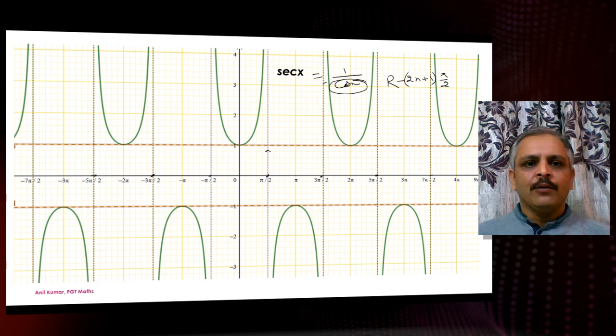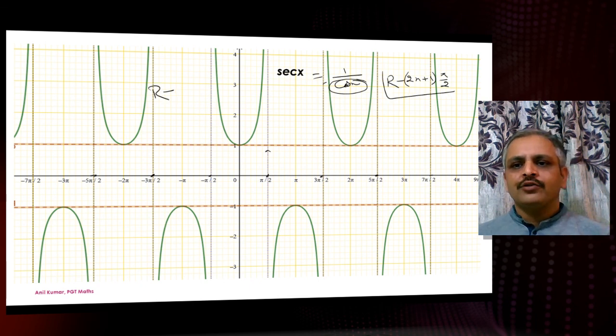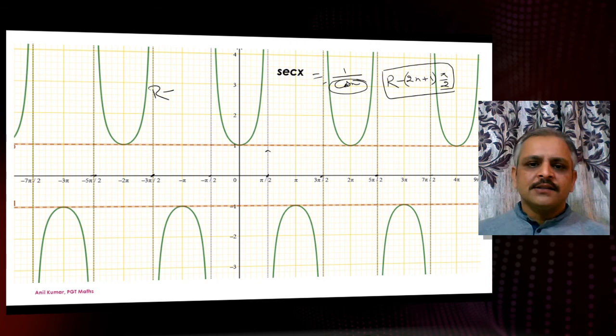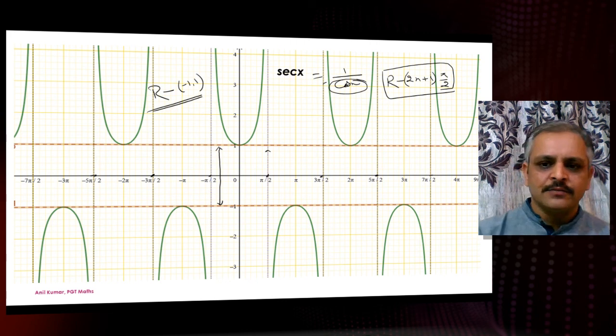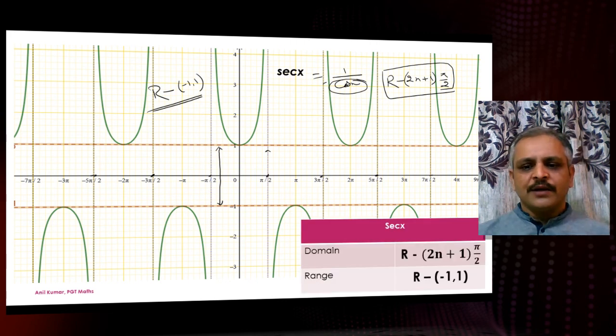So our domain will become all real numbers except odd multiples of pi by 2. As for the range, the value of the function is either more than 1 or less than -1. So all real numbers except -1 to 1. That is the range. So this is my domain and range.